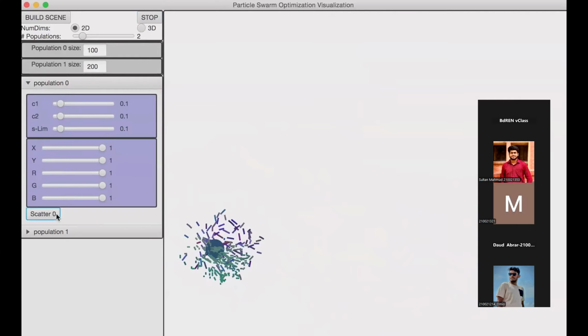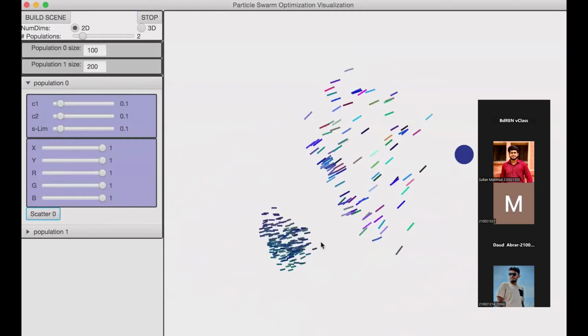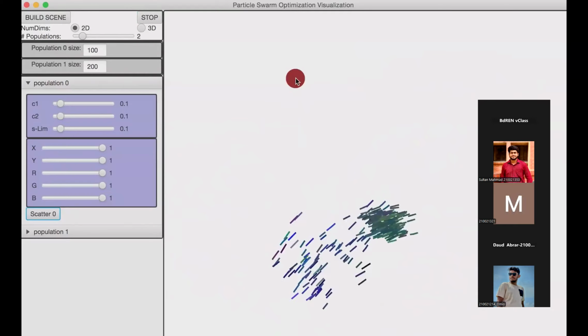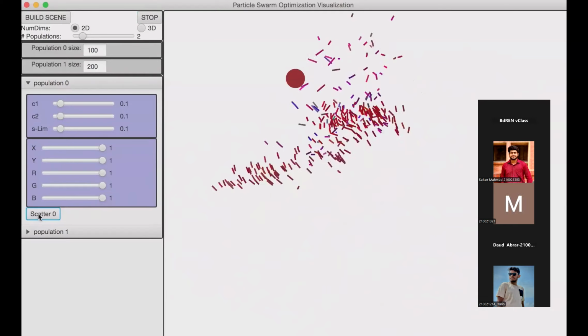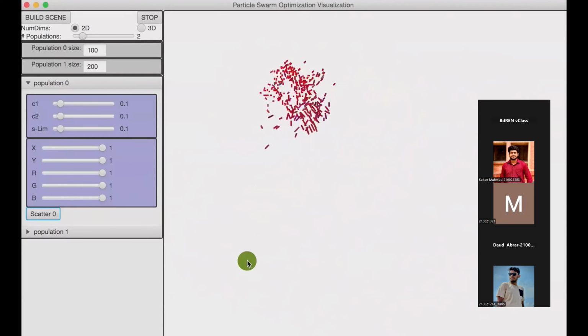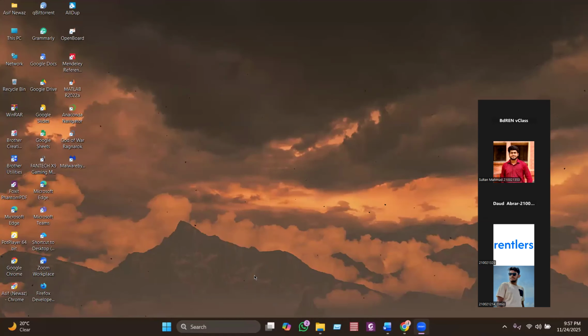So you see there are some values, C1, C2. You can change those values and they will actually move in different ways. Okay, you can also search for some of the simulations by yourself. Yeah. Any question? So this is up to today.